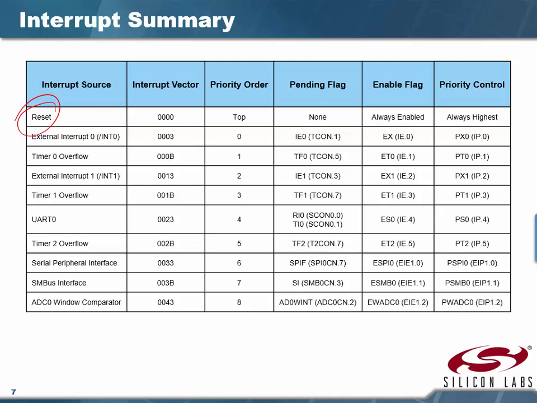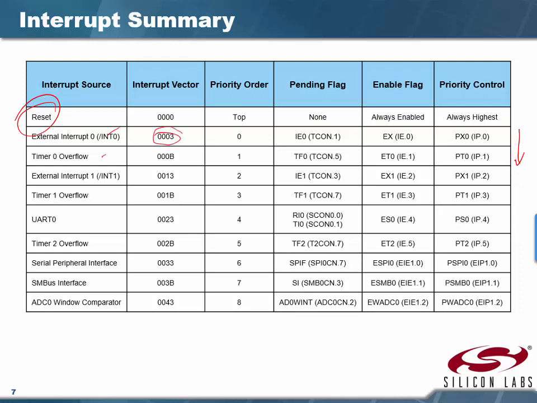Now we have, for example, our priority control here. These are listed from highest to lowest priority. So if two interrupts occur at the same time, the highest priority is serviced first. Or if it's servicing a higher order interrupt, it's going to process it before it does the lower priority interrupt. So we have our external interrupt here, our timer overflow interrupt.